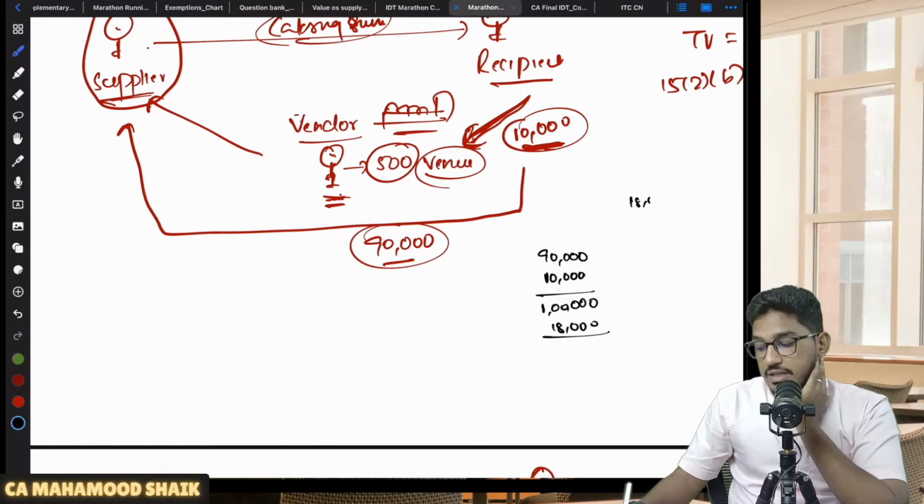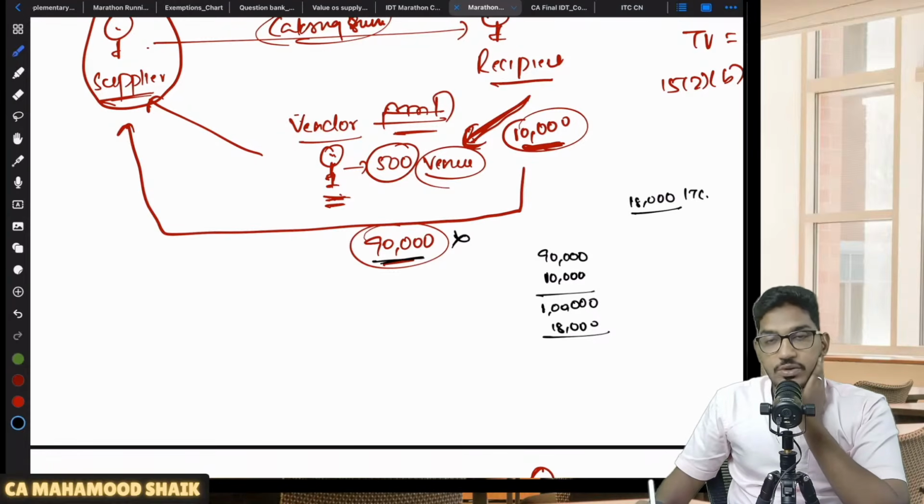So the recipient will take 18,000 rupees of ITC. But here the payment condition is there, no? Payment has to be made within 180 days. Yes or no? Now let us say this recipient is not making that payment to the supplier within 180 days. How much is the payment he is not making? 90,000 rupees payment he is not making. So tell me, should I reverse full ITC or ITC attributable only to 90,000?